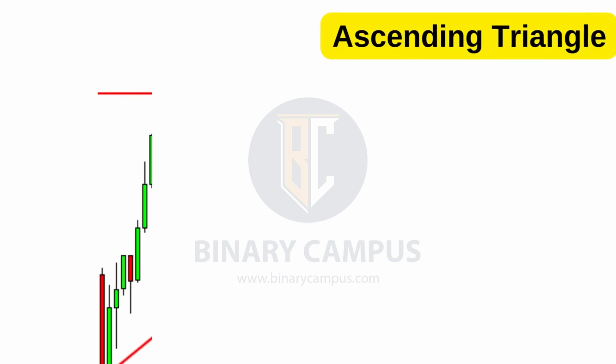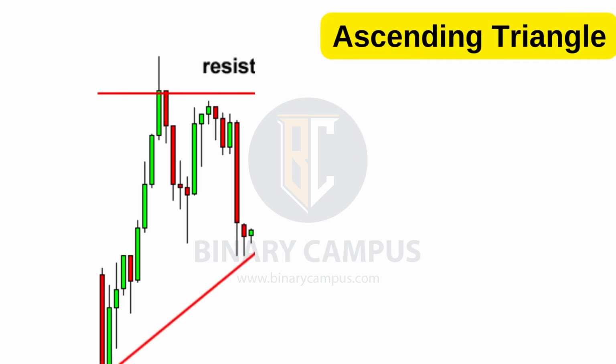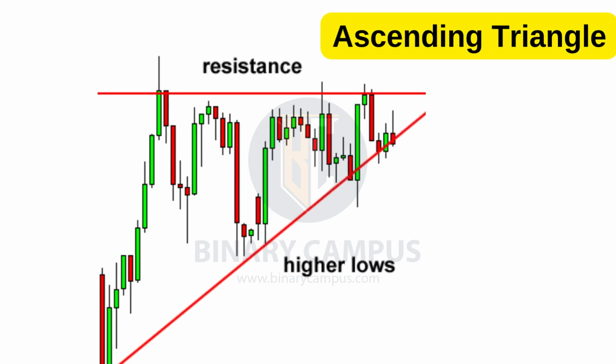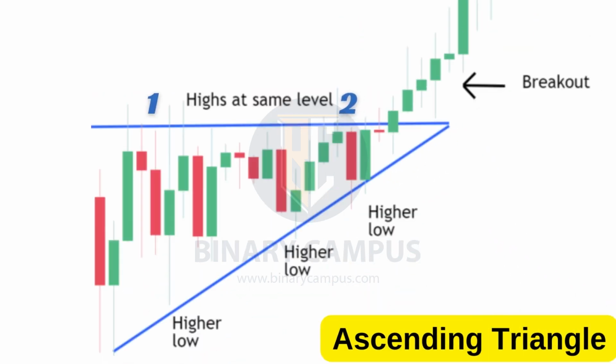Eighth one is ascending triangle. The ascending triangle is a bullish continuation pattern, which signifies the continuation of an uptrend. Ascending triangles can be drawn onto charts by placing a horizontal line along the swing highs or the resistance, and then drawing an ascending trend line along the swing lows or the support. Ascending triangles often have two or more identical peak highs, which allow for the horizontal line to be drawn.